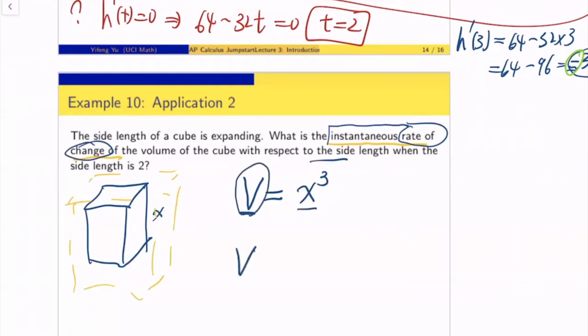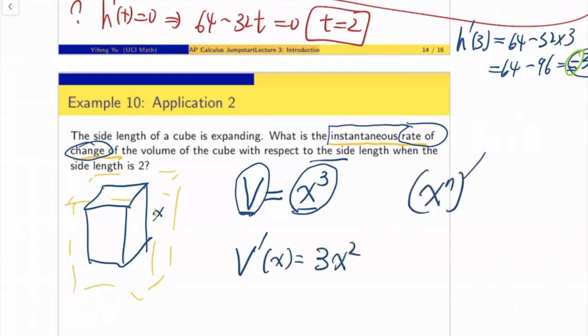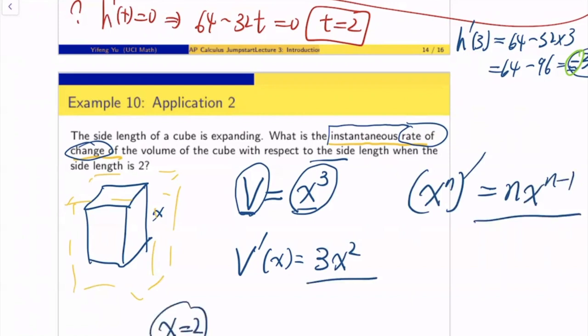So what we need to do is just take the derivative, right? We know the derivative of this is 3x squared, because remember, we have a general formula: the derivative of x to the n is n times x to the n minus 1. So this is 3x squared. Then when x equals 2, the rate equals 3 times 4, which is 12, okay.